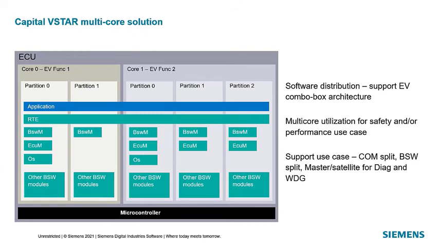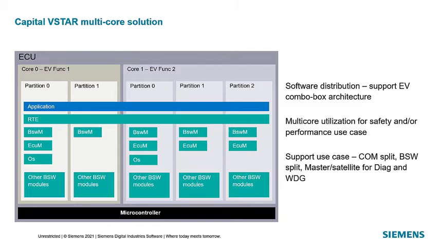Capital vStar Multicore Solution. Capital vStar Multicore Solution helps to realize the EV combo box architecture by distributing the functions across multiple cores. Let us take an example. EV combo box, OBC and DC-DC converter. Place OBC in core 0 and DC-DC in core 1. In future, if one of them needs to be fail-safe, it is easy to do so.